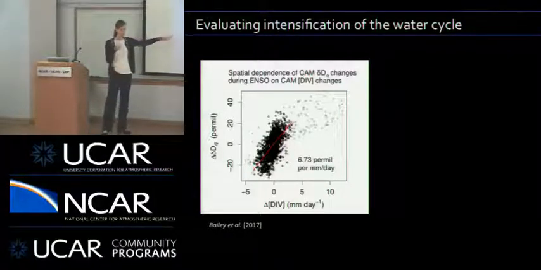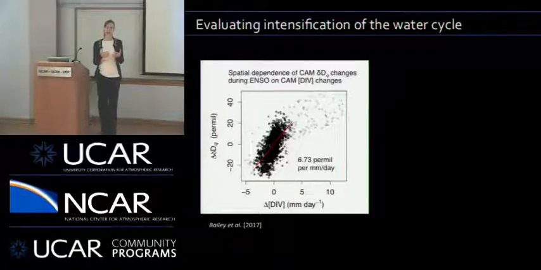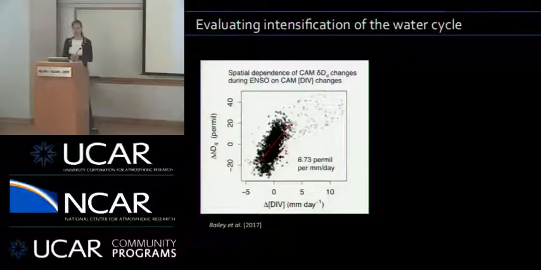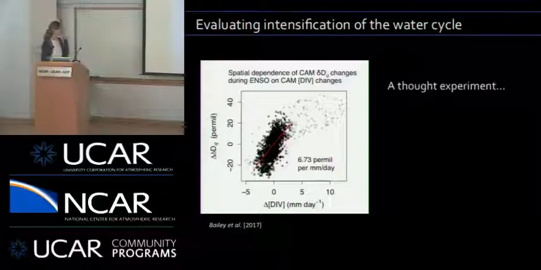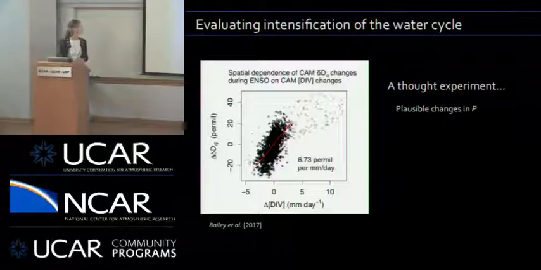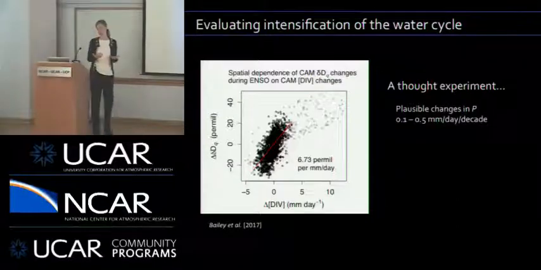So I'm going to use the CAM data, and we're going to take the spatial dependence of the changes in delta DQ between La Nina and El Nino and regress them on the spatial patterns of divergence, so the composite difference patterns of divergence, to understand what is the sensitivity of delta DQ to these changes in moisture imbalances. And we derived a slope of about 7 per mil per millimeters per day. Now, here's the thought experiment. We can take some of those precipitation trend estimates that were provided by satellite in previous studies and think that, okay, the change in precipitation over the last few decades is probably something on the order of 0.1 to 0.5 millimeters per day per decade in many regions.